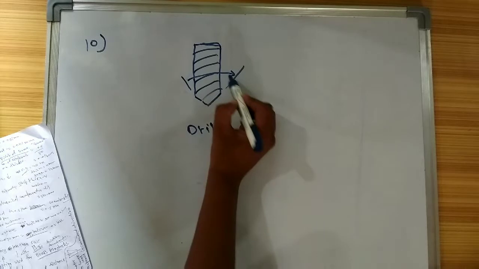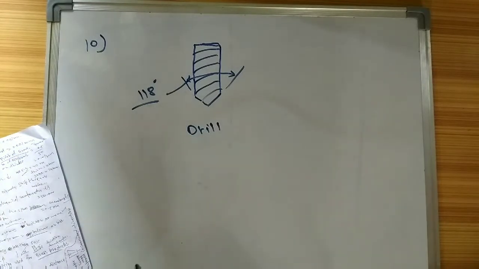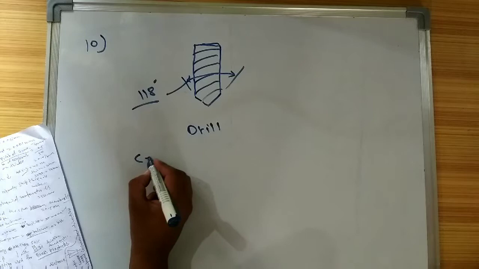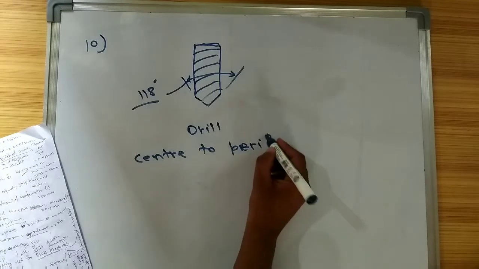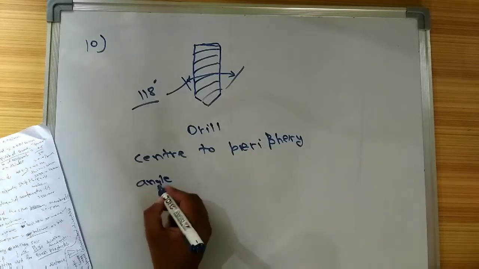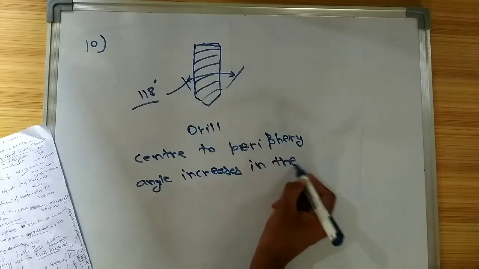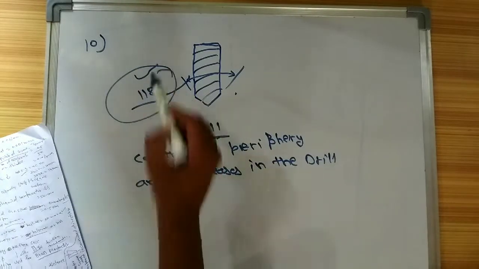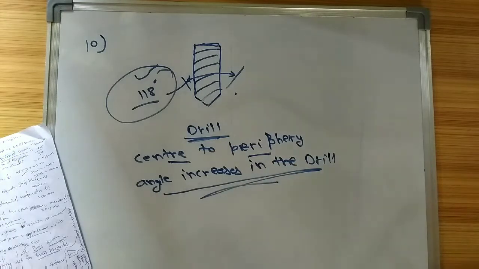In a drill, the angle of the cutting edges is approximately 118 degrees. The angle increases from the center to the periphery in the drill.